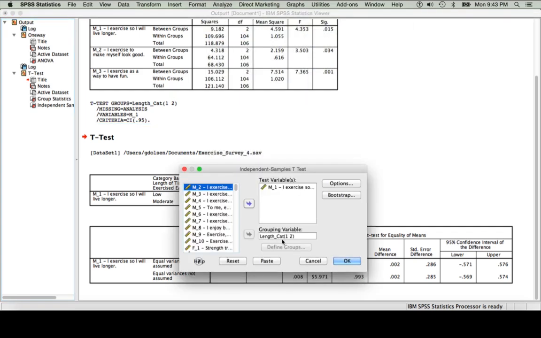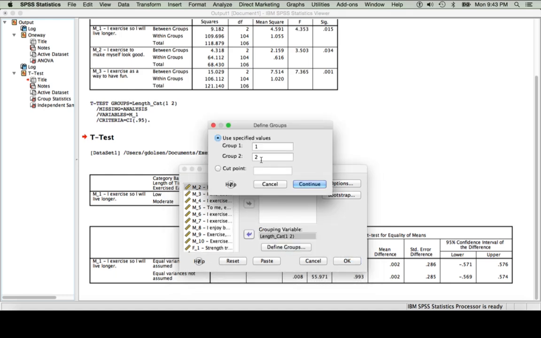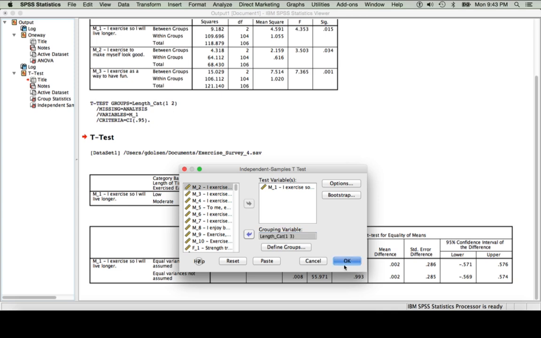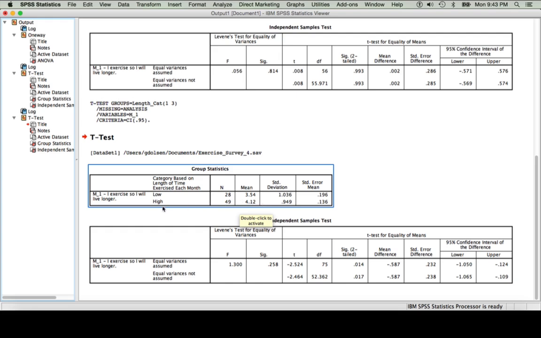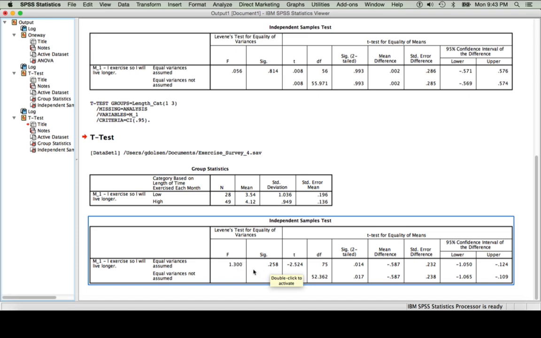So let's follow up and do another independent samples t-test. This time, though, instead of low and moderate, we're going to compare low and high. And we'll click on that. And here we see that the mean for low is 3.54 and the mean for high is 4.12. Do they differ significantly from each other? We see here first the variances don't differ, so we're going to use the upper row. And we see a t with 75 degrees of freedom is equal to 2.52. And the p is less than 0.05, or more specifically, p is equal to 0.014.